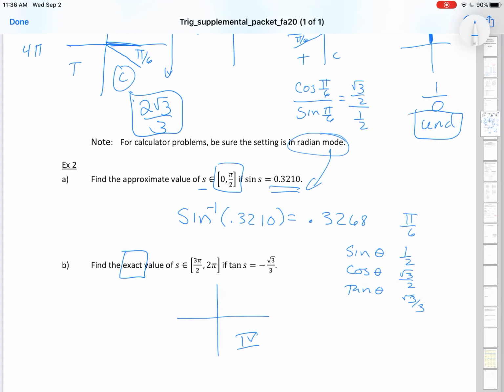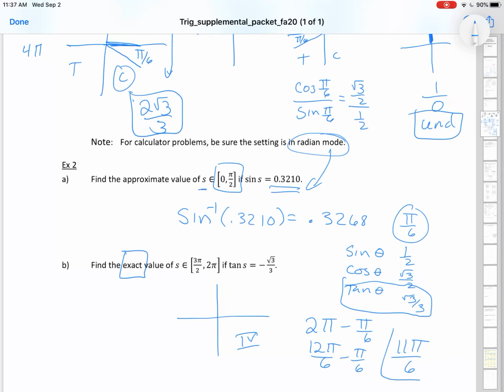It's a pi over 6 reference angle because you took the time to memorize that the tangent of pi over 6 was root 3 over 3, or at least memorize the sine of pi over 6 is 1/2. Cosine then would be root 3 over 2, and if you did sine divided by cosine, that root 3 would end up on the bottom, and your tangent would be root 3 over 3. Well, we have a pi over 6 reference angle in the fourth quadrant, so what am I going to do? I'm going to take 2 pi and subtract away pi over 6. What is that? That's 12 pi over 6 minus pi over 6. That's how the book is going to tell you it's 11 pi over 6. That is the answer to that one.